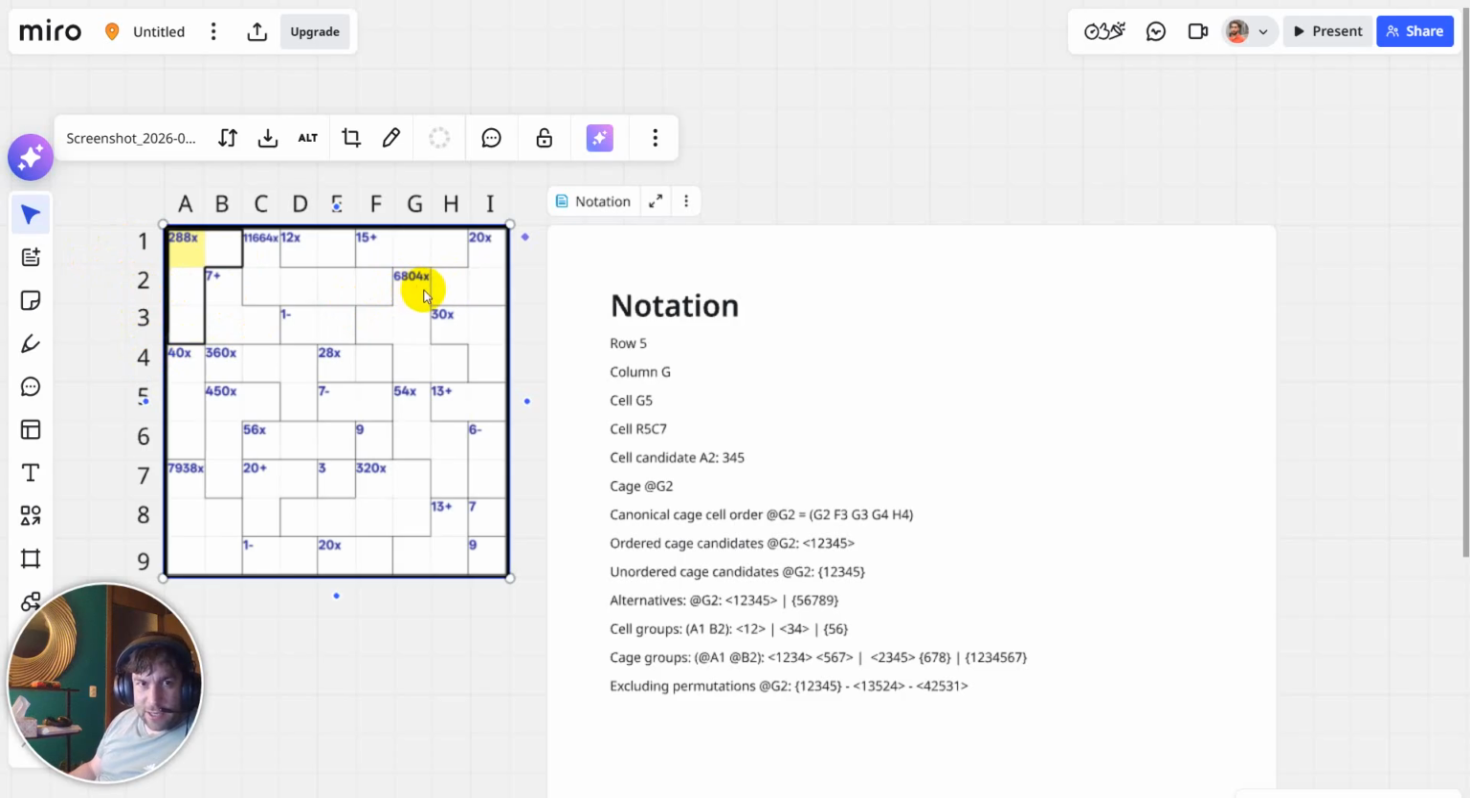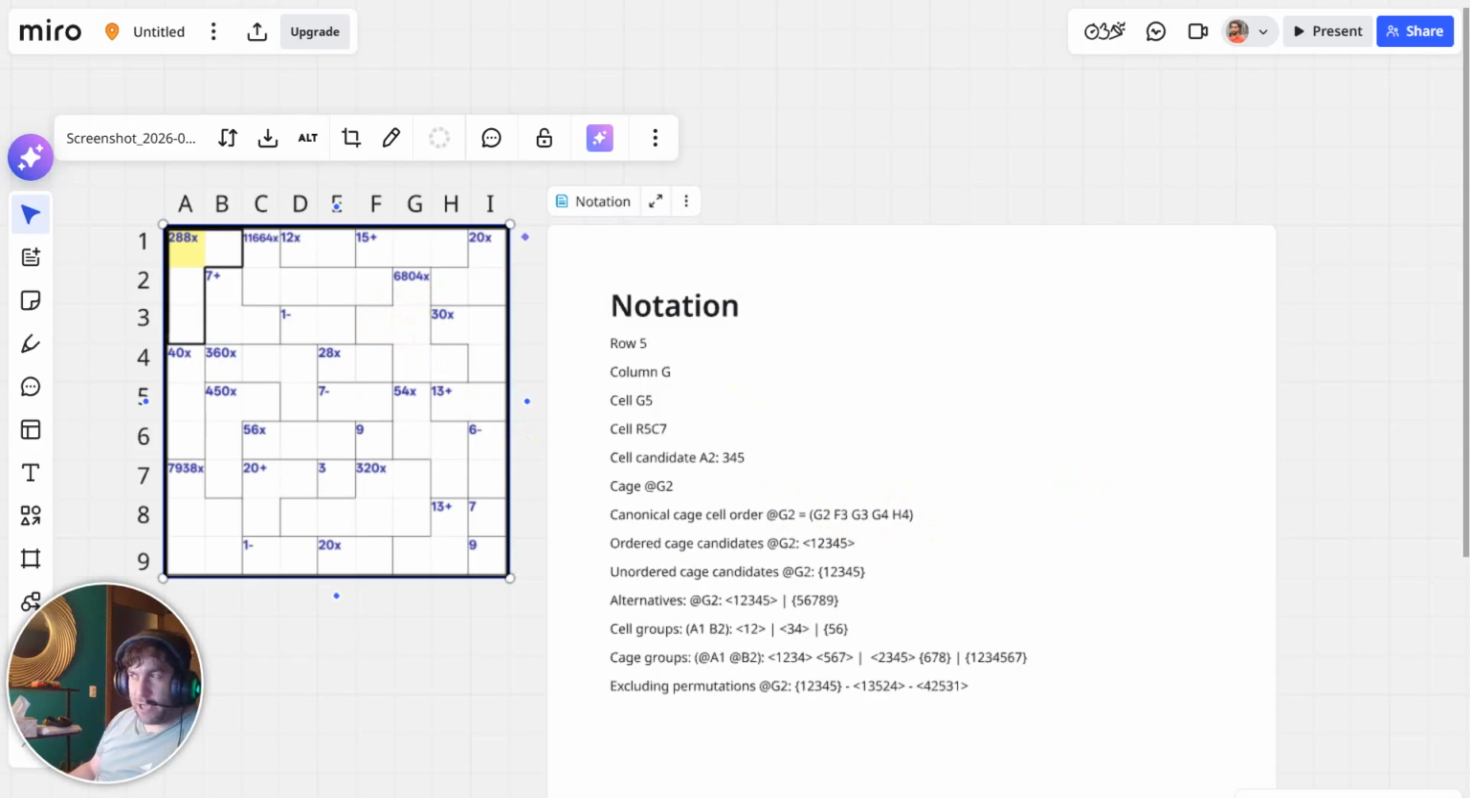So in our case we start with G2, then we go to the next row, F3, G3, go down, G4, H4, as we wrote it here. So this is the order, and I always want to refer to the same order without further specification. This is useful to clearly describe, like if I say my third cell of my cage, the third cell would be this one. So we are always on the same page about it.